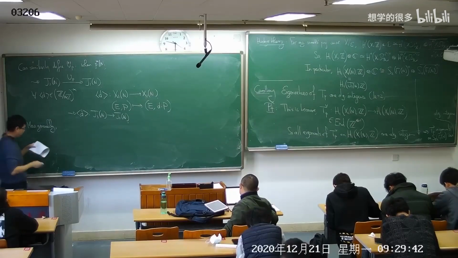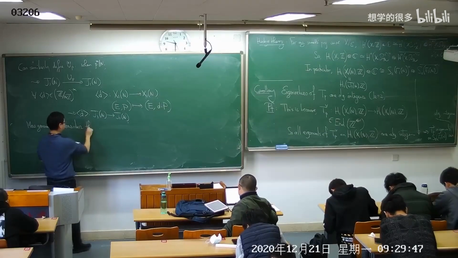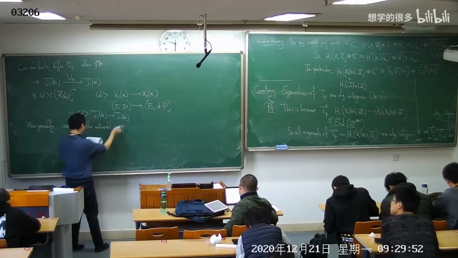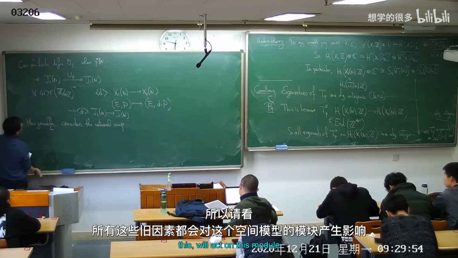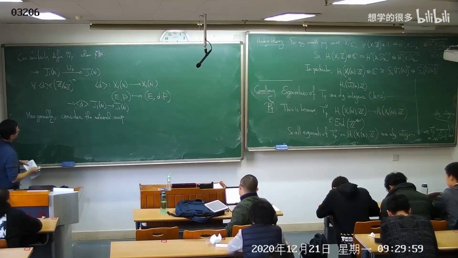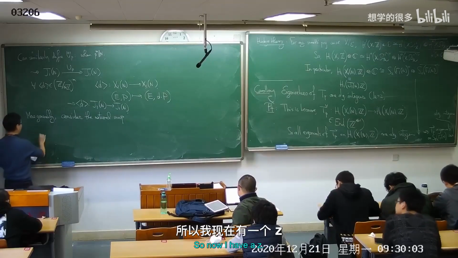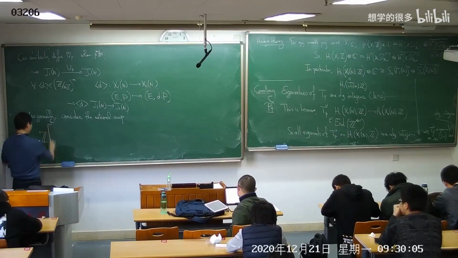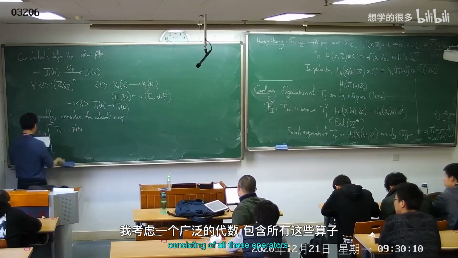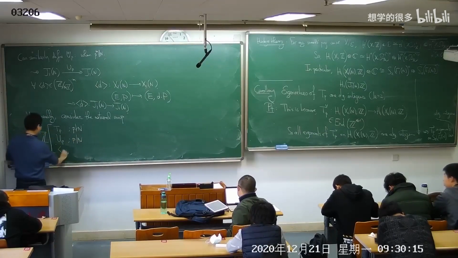More generally, I want to consider a natural map. All these operators will act on this space of modular forms, and therefore induce the action on the Jacobians via this sort of correspondence way. So now I have a Z-algebra. I consider a gigantic algebra consisting of all these operators you can think of.